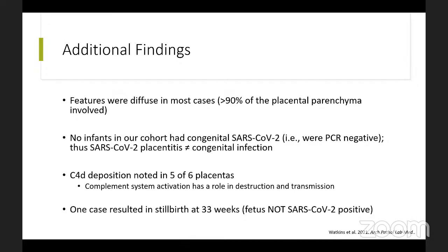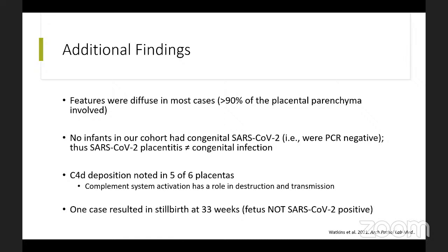First were that the features, as I've already mentioned, were quite diffuse, being greater than 90% of placental parenchyma involvement by gross. No infants in our particular cohort who were tested had congenital SARS-CoV-2. So they were negative by PCR. And what that meant was that you could have SARS-CoV-2 placentitis, but not congenital infection.